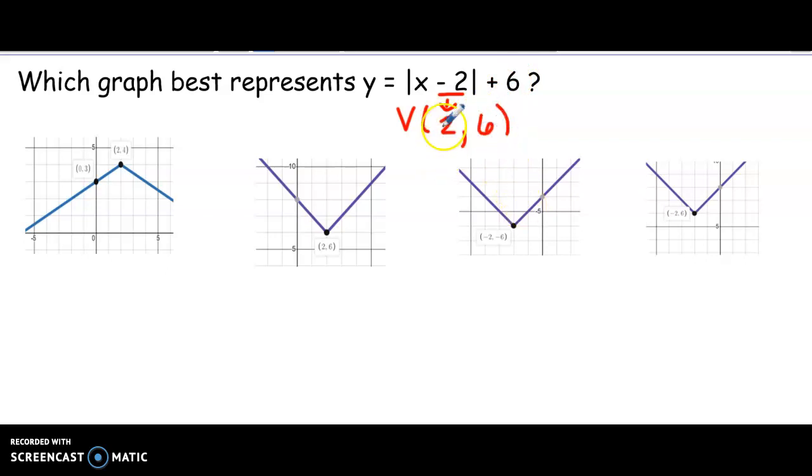So my vertex is at 2, 6. So we're going to identify 2, 6. That's here. And this is positive, so we know it opens up. So this is the graph that best represents that equation.